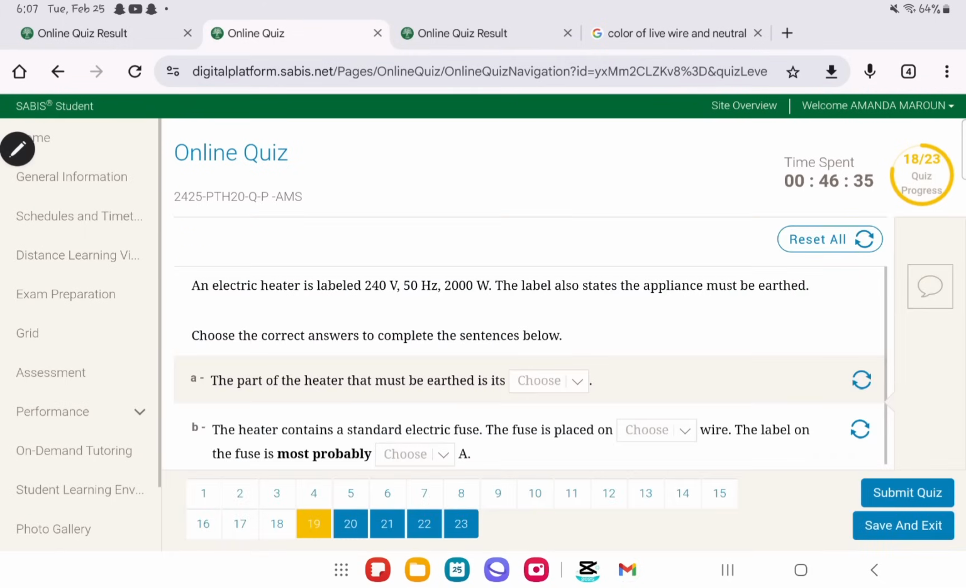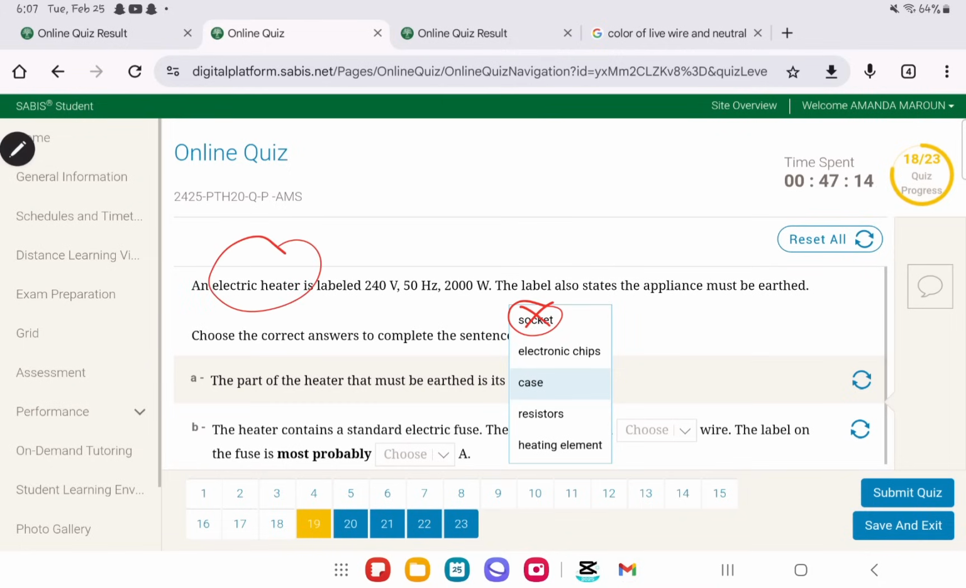An electric heater is labeled 240 volts, 50 hertz, 2000 watts. The label also states the appliance must be earthed. Earthing means you connect a wire to earth, and the electric buildup will flow to earth instead of staying on the object. Okay, now the part of the heater that must be earthed. Definitely, the thing that must be earthed is the thing that we are going to touch. So, the socket. Do we touch the socket when we're dealing with the appliance? Definitely not.